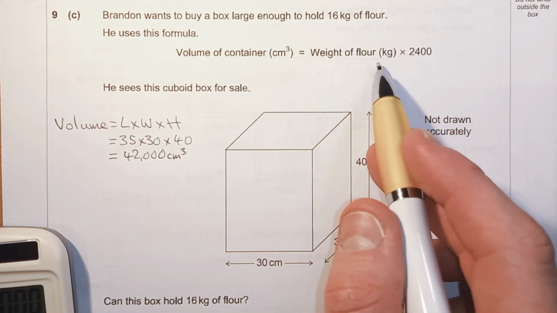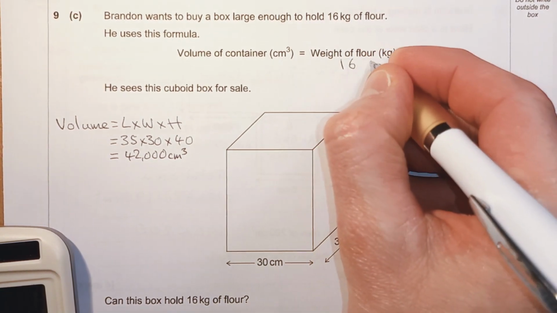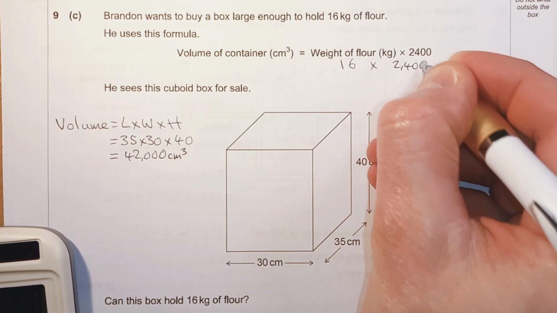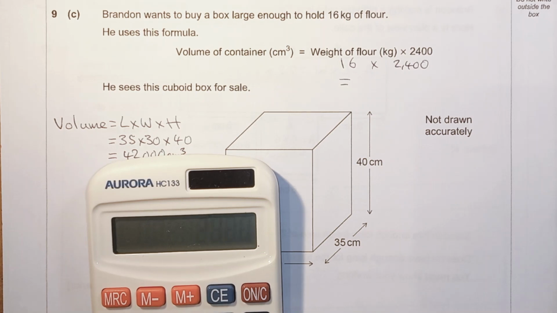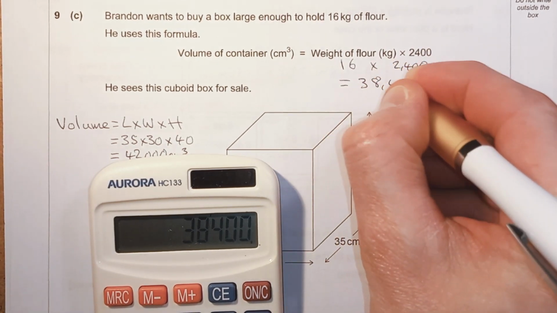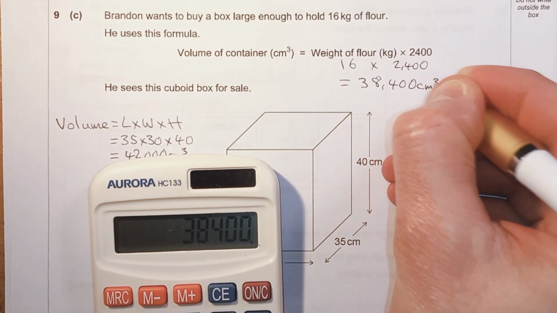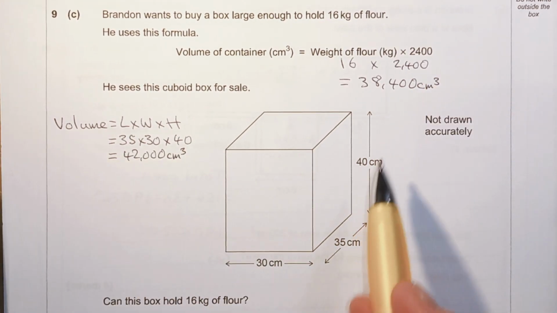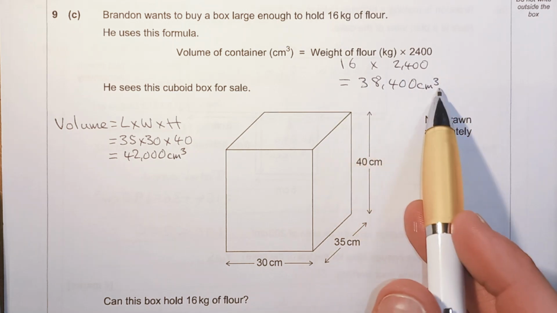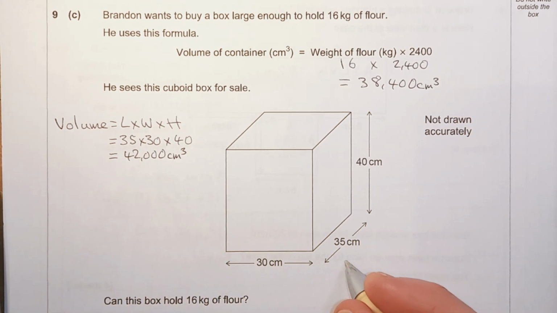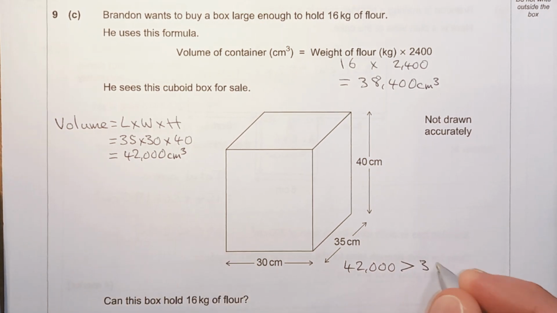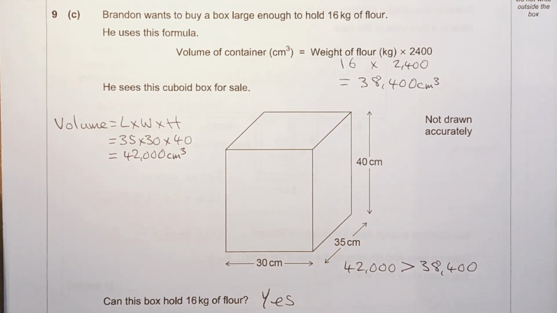Okay, now we can use this formula as well. So the weight of the flour is 16, and we want to multiply that by 2,400. Which gives us 38,400 centimetres cubed. So this is the size that we need. This is the size we've actually got. So 42,000, what we've got is bigger than what we need. So yes, it can hold it.